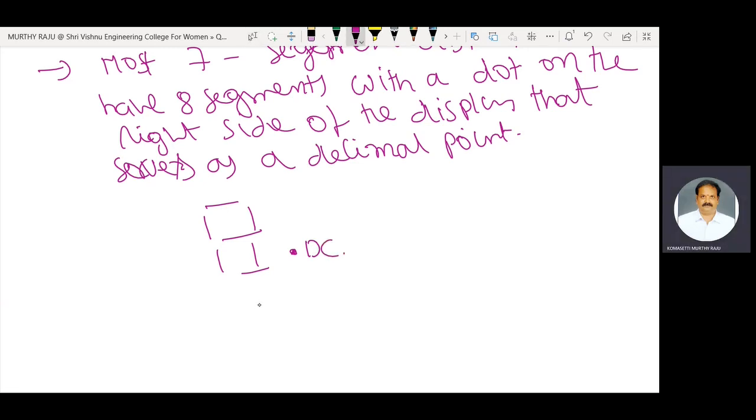Each segment is named with a letter: A, B, C, D, E, F, G, and DP. This is the DP, not the DC. This is the DP for the decimal point.